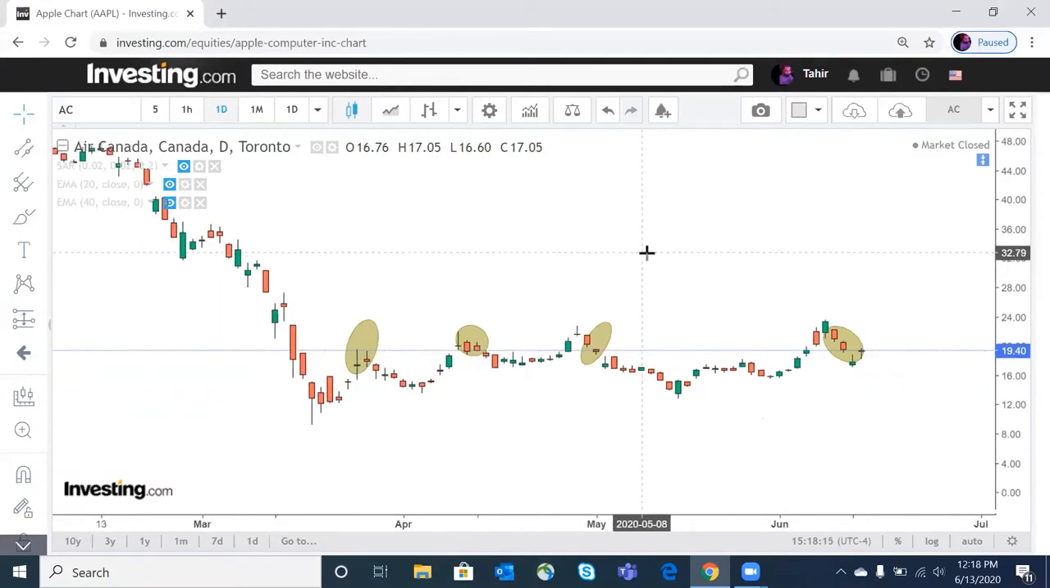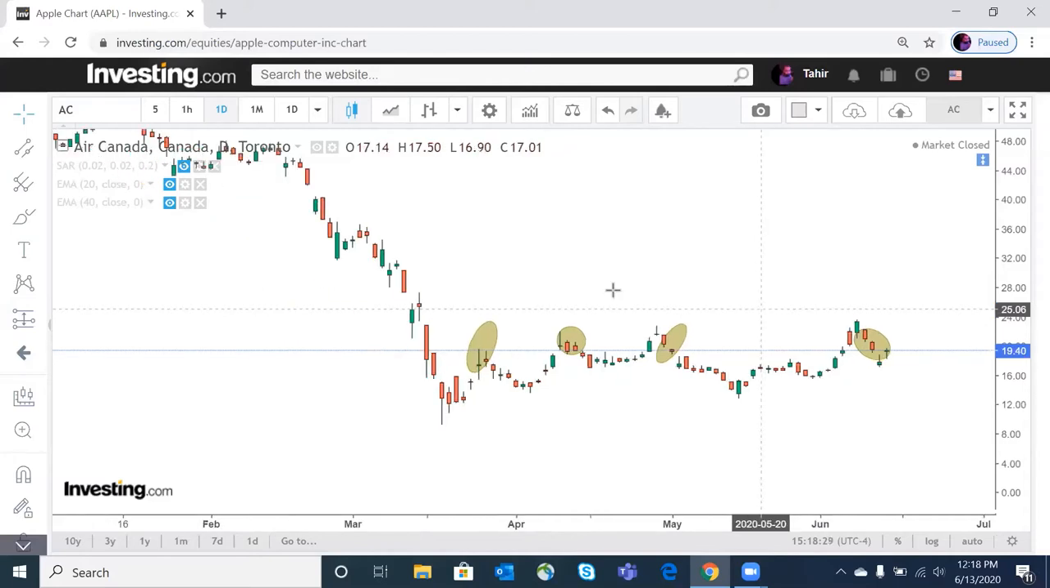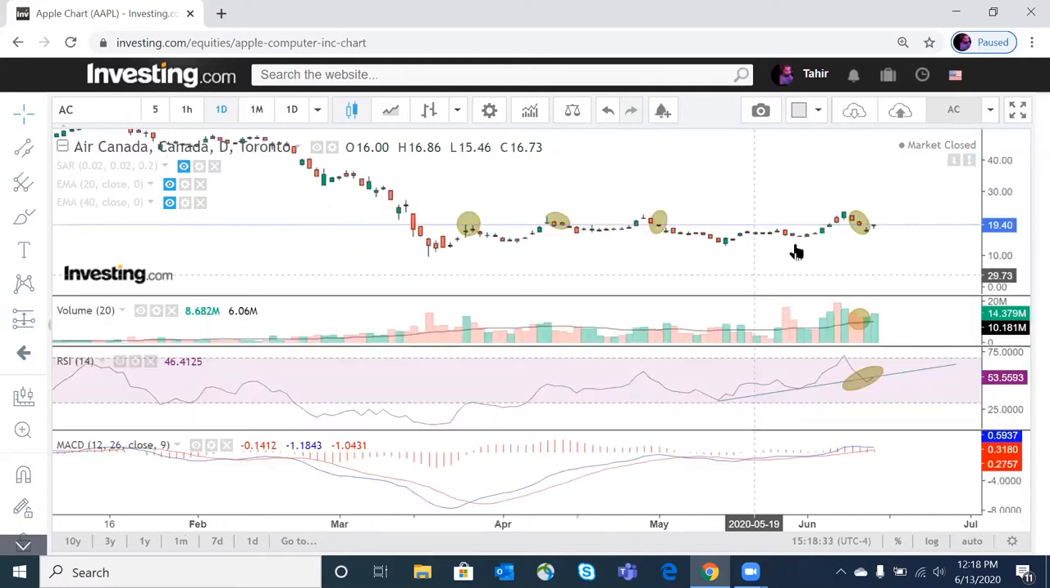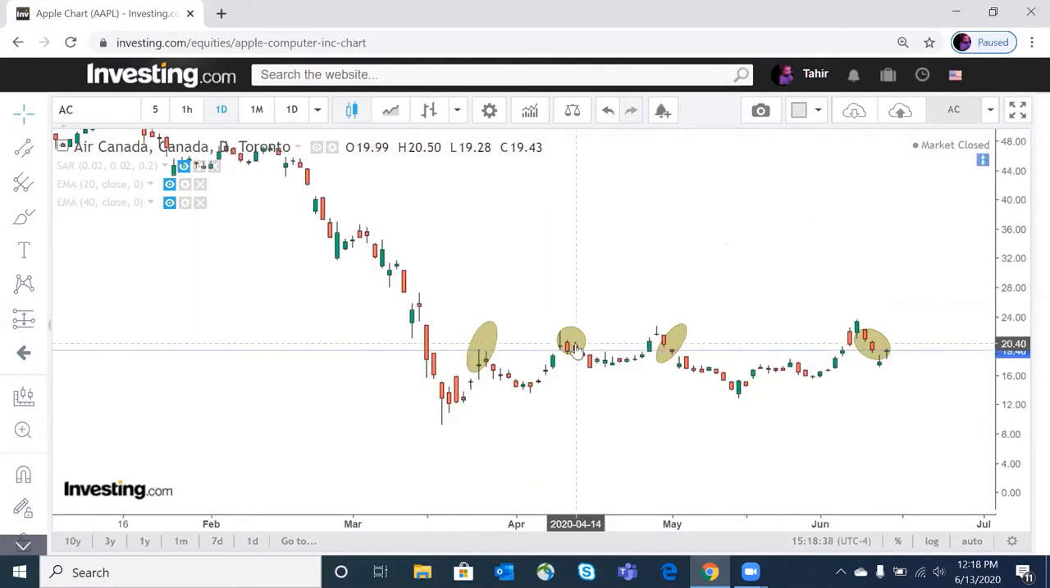Guys, do you remember that I shared one analysis on Air Canada in the group? Did you get a chance to see that? Yes, yesterday before the close of the day. I shared one PDF file with the same technical chart and the same view as this, and I have pointed out some points here, like you can see these three, four points.